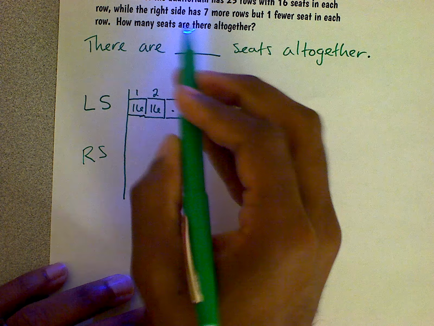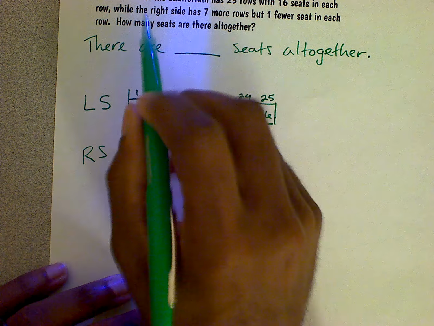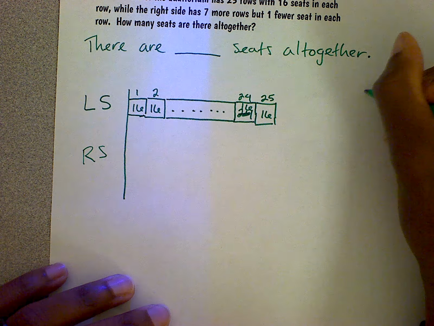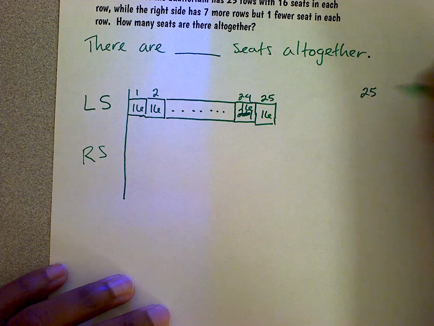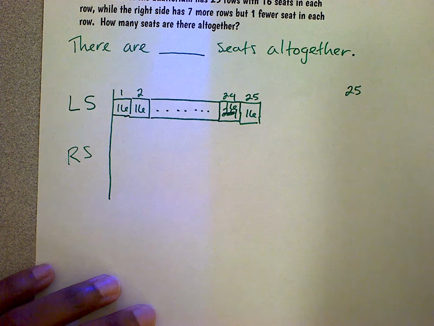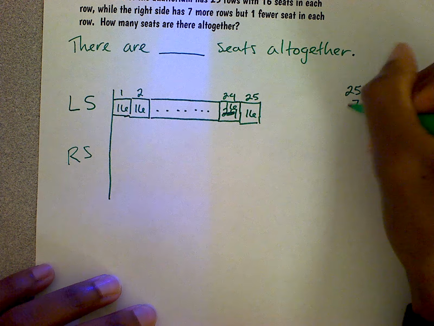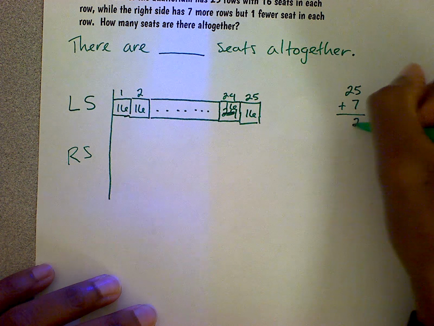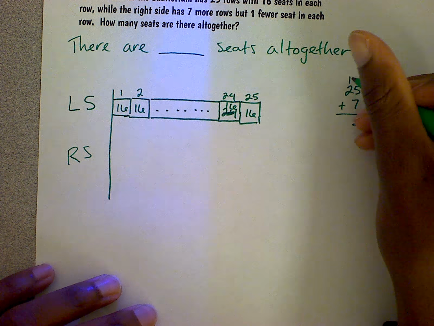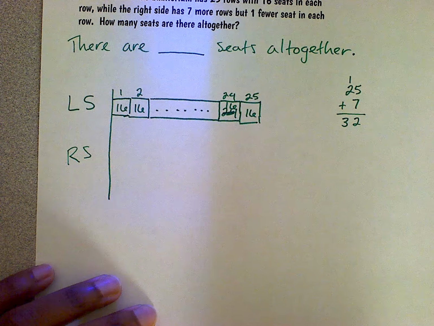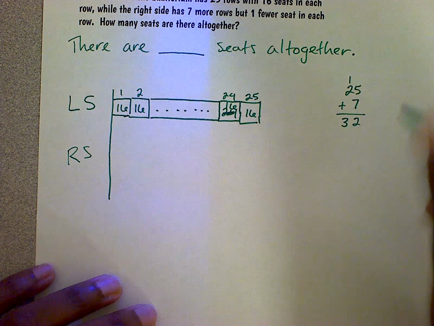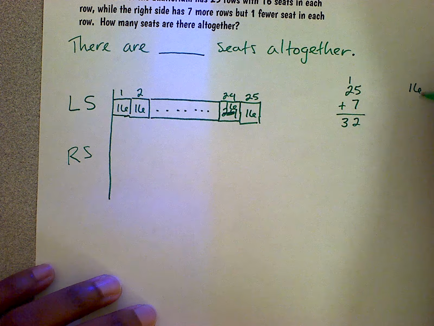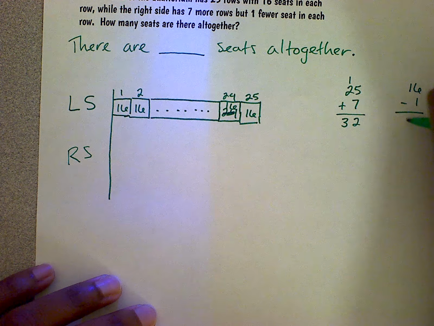Now for the right side of the auditorium, they say there are 7 more rows, but 1 fewer seat. So that's 7 more rows. If there were 25 to start for the left side and the right side has 7 more, I'm going to add 7 to 25. 7 and 5 make 12. I carry that 10 to the next 10. So I have 10 and 20, which makes 30. 30 and 2 together make 32. So there are going to be 32 rows and 1 fewer seat. So I'm taking away 1 from 16 and I get 15.